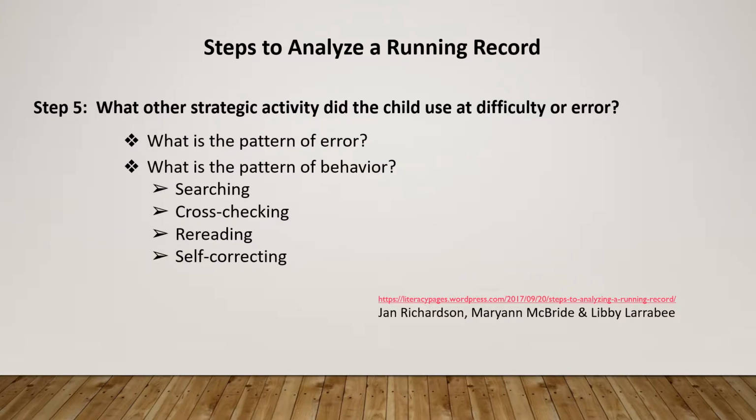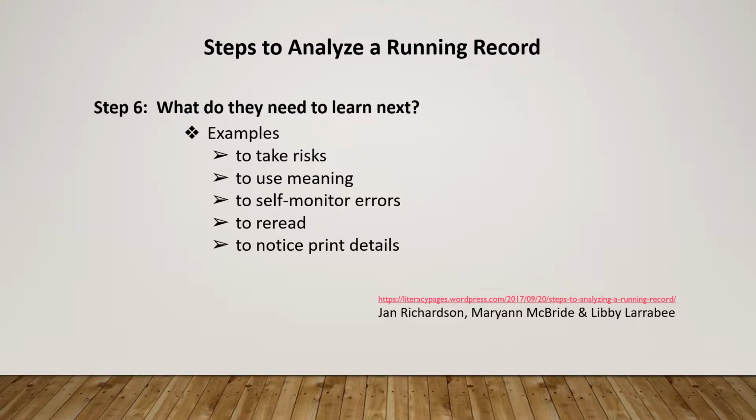Step number 5, what other strategic activity did the child use at difficulty or error? What is the pattern of error? What is the pattern of behavior? Did the child search, cross-check, reread, self-correct, or maybe the child did nothing, so that would be a huge problem. Step number 6, what do they need to learn next? And this is what we're really going to focus on in this section, is what to do next.